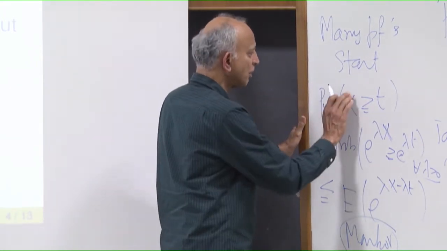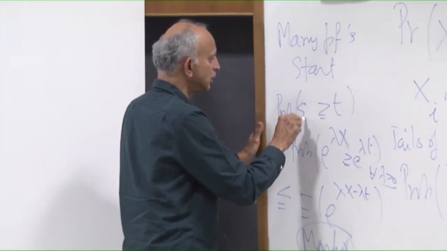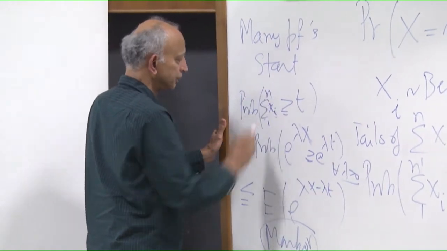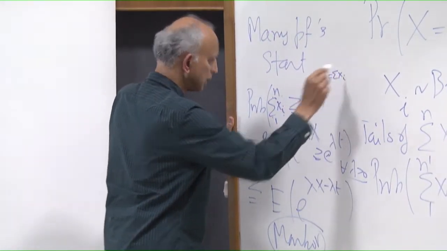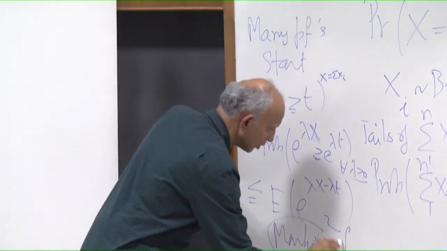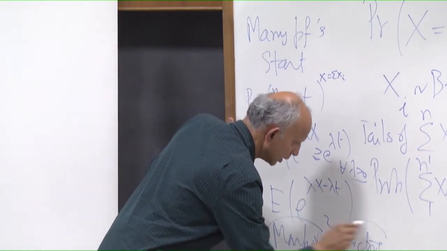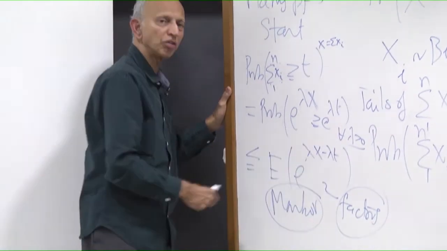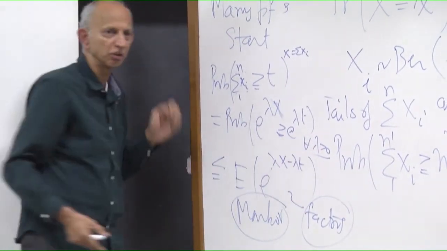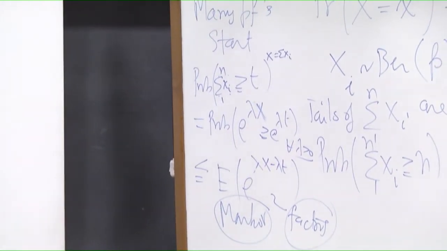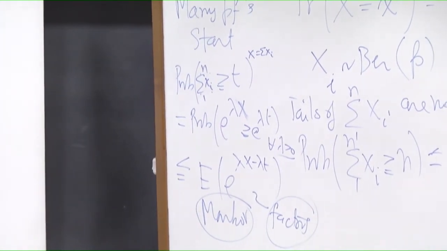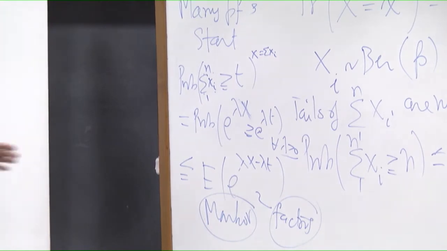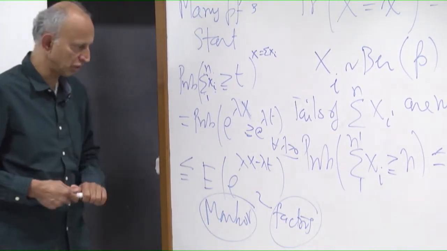Now, if x is the sum of xi, i from 1 to n, so that's x, and then this factors. That's e to the lambda x. X is the sum of xi, so it factors, right? It's just a product. I won't do that proof, but that can only work if the exponential moments exist.